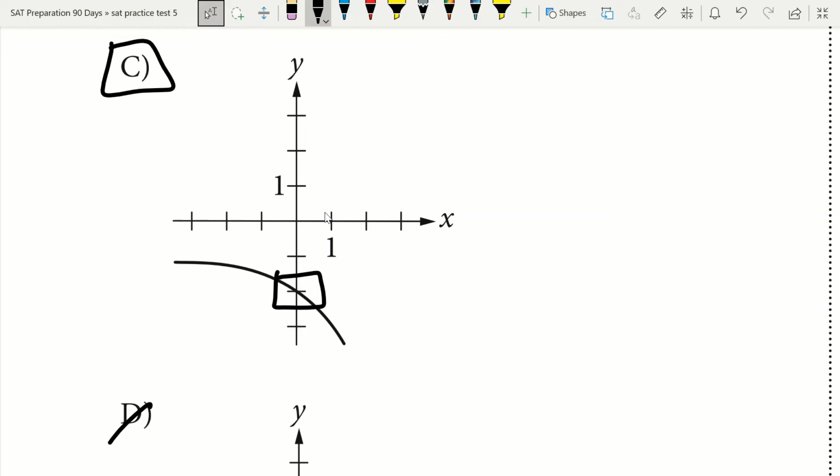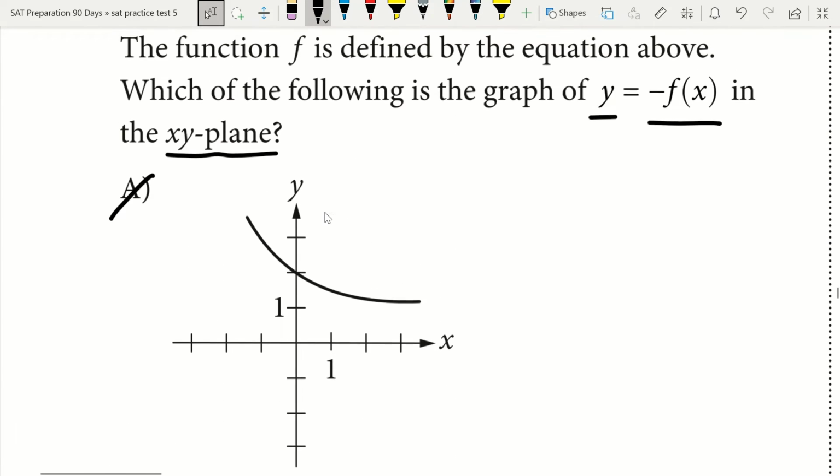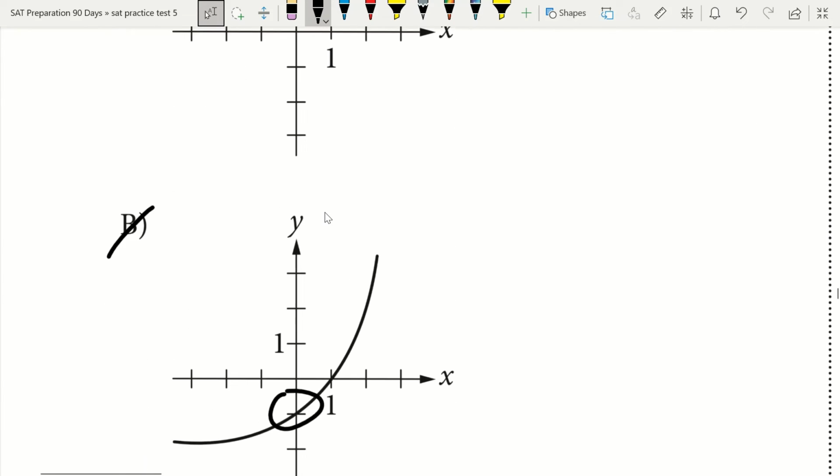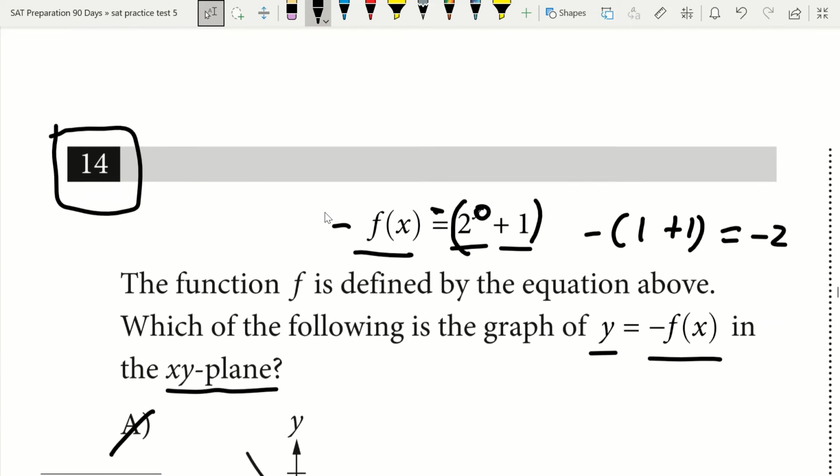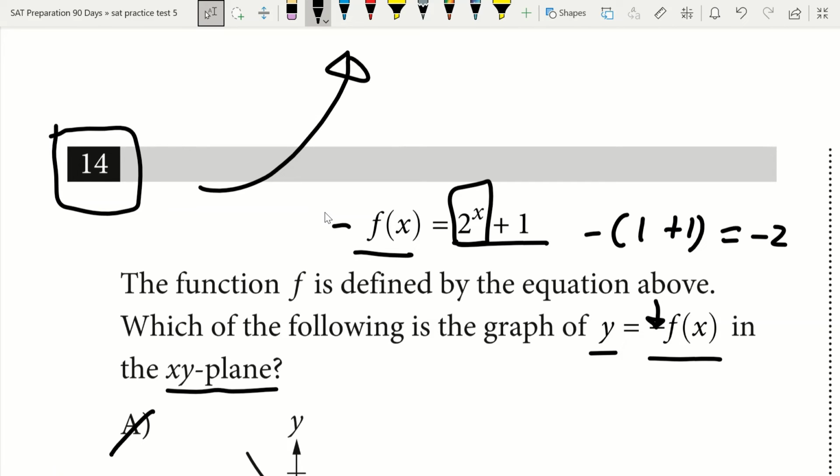Now, another way that you could get rid of options A and B as answer choices is to take a look at the original equation. I'll erase this so you can see it. We have 2 to the power of x plus 1, right? So we know that if we just plotted this and ignored this negative sign, it looks something like this. It'd be increasingly exponential. It'd just keep going higher and higher.